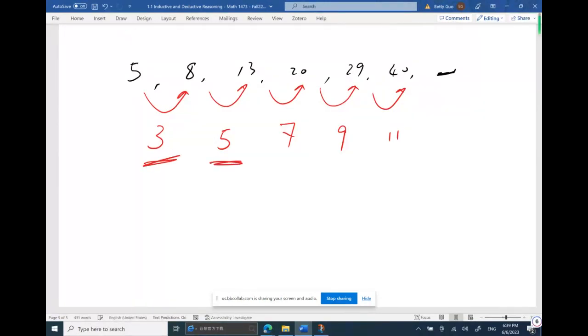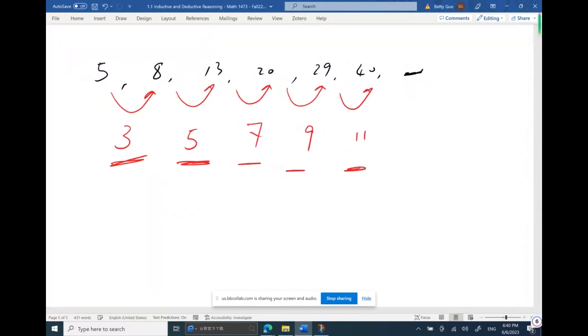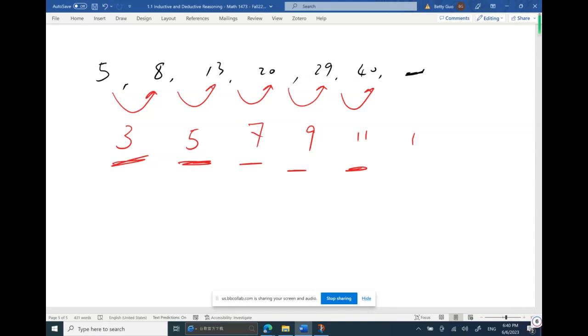So look at the pattern of difference. 3, 5, 7, 9, 11. Does that indicate anything? They are odd numbers, right? Yeah, 3, 5, 7, 9, 11. What's the next odd number? 13, right? Yeah, so we should add 13 on top of 40. And we should have 53 as the next number in the sequence.